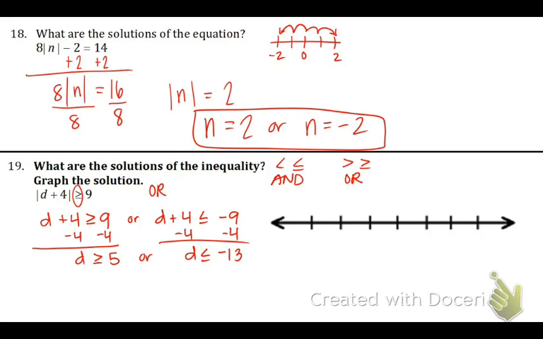So now let's graph that. I went up by 4s. You can choose this to be the same or something different. And they are both closed circles because of the line underneath the symbol. So -13 and +5. And we're going in opposite directions.